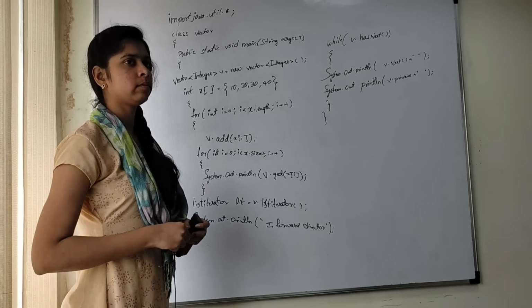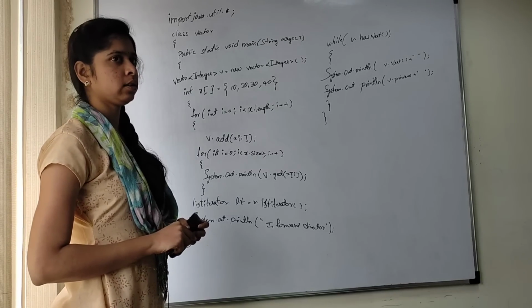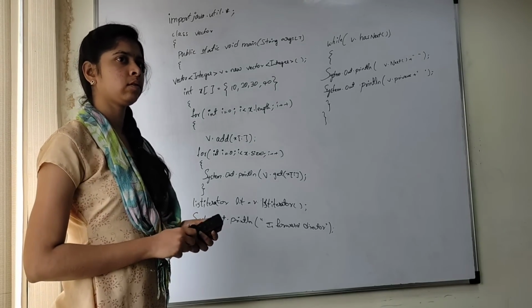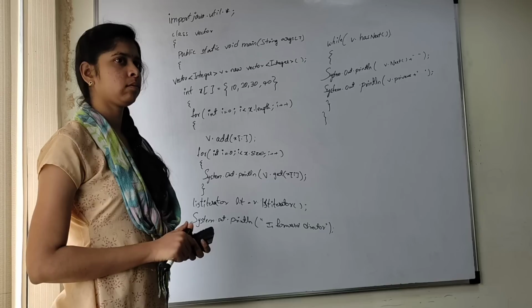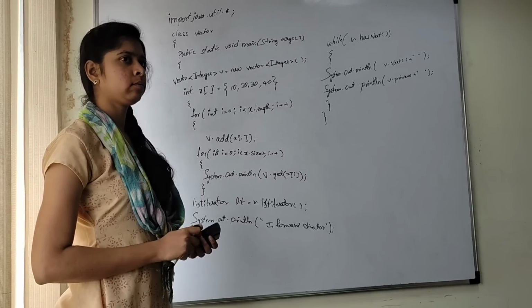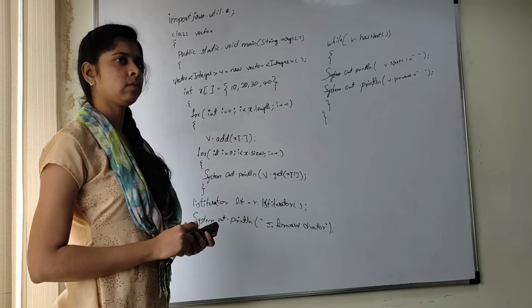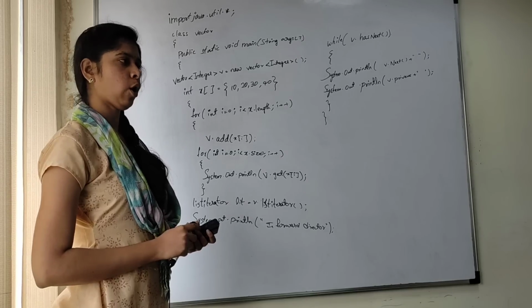So can you explain the collection hierarchy with the diagram? What is the collection hierarchy? Explain all the interfaces: list interface, map interface, queue interface, set interface. So in collection you are having different types of interfaces, right? Yes. So explain each interface very clearly. Okay.